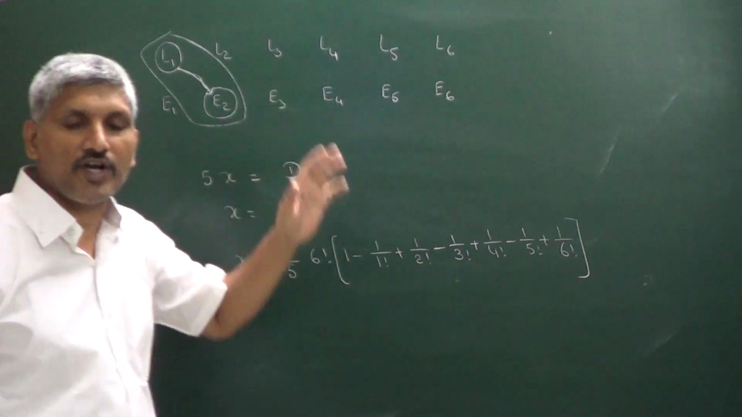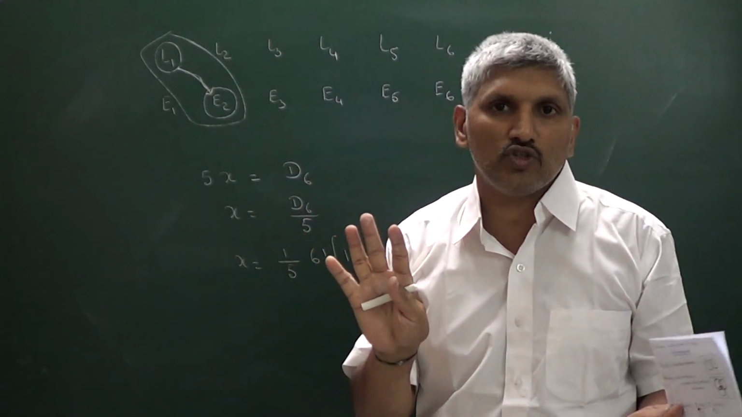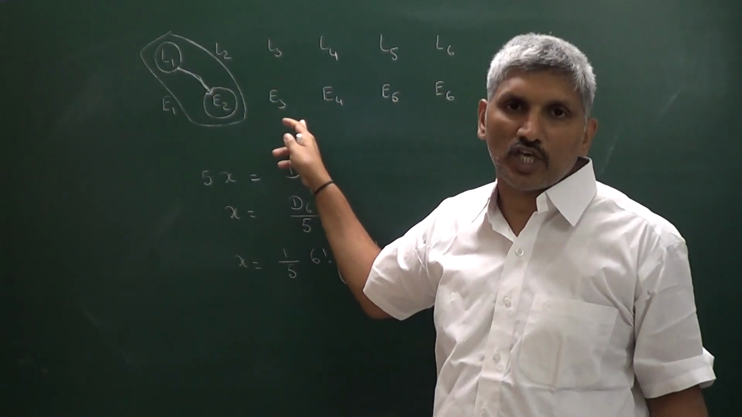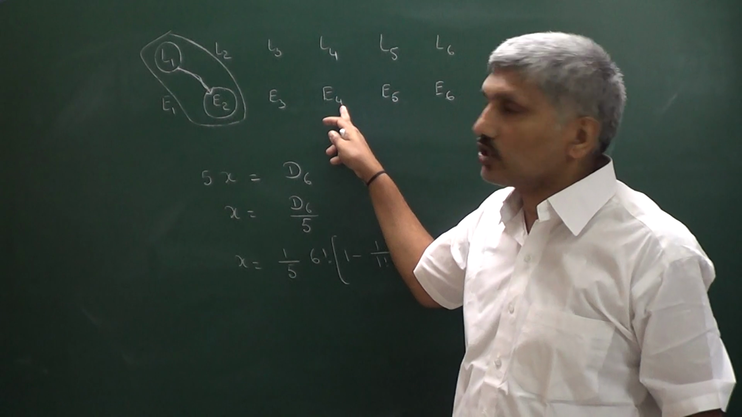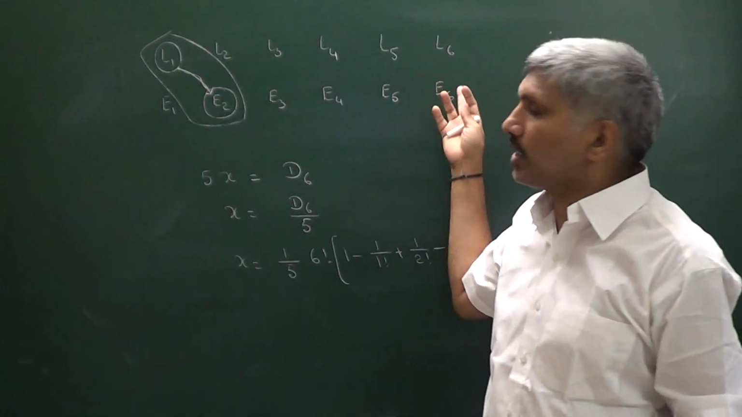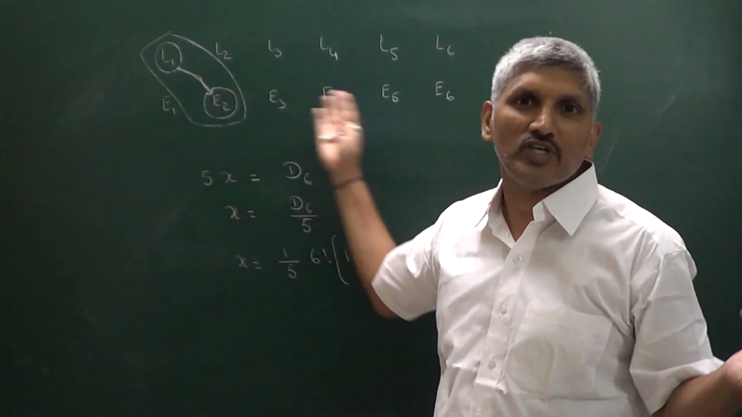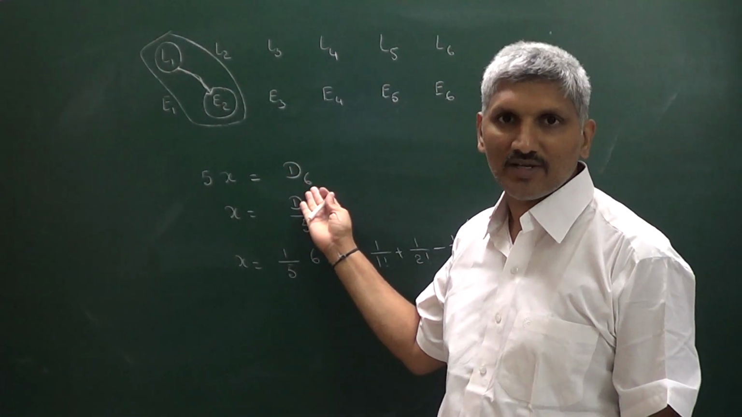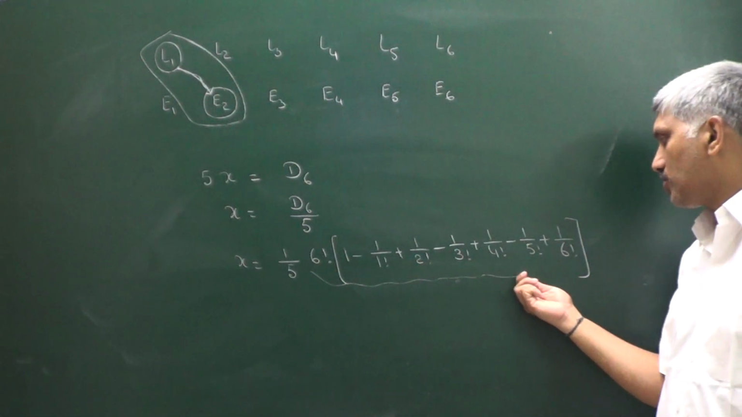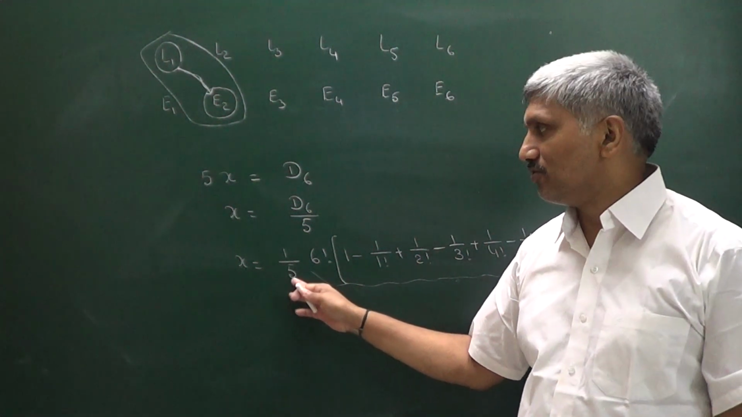So what we did: L1 entering into E2, the number of ways I am assuming as X. L1 entering into E3 also the same X possibilities, E4 also the same, E5 also the same, E6 also the same. That's why 5 times X is equal to the dearrangement of these 6, that is D6. D6 is this one, 6 factorial into 1 minus 1 by 1 factorial plus and so on plus 1 by 6 factorial. Divide by 5, you will get the value of X.